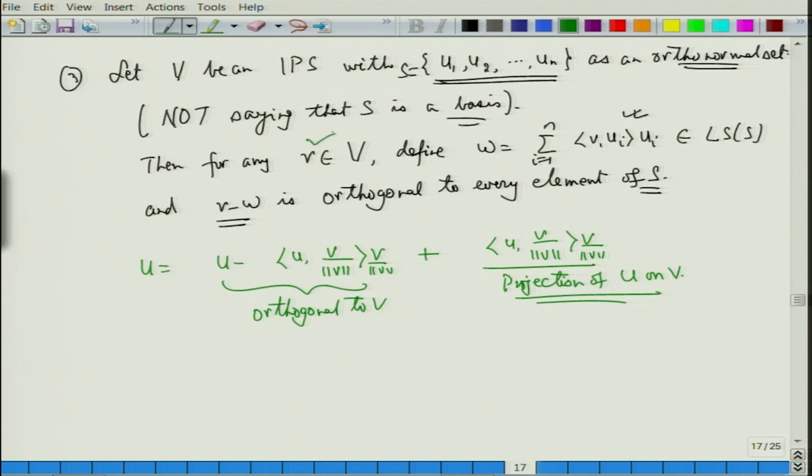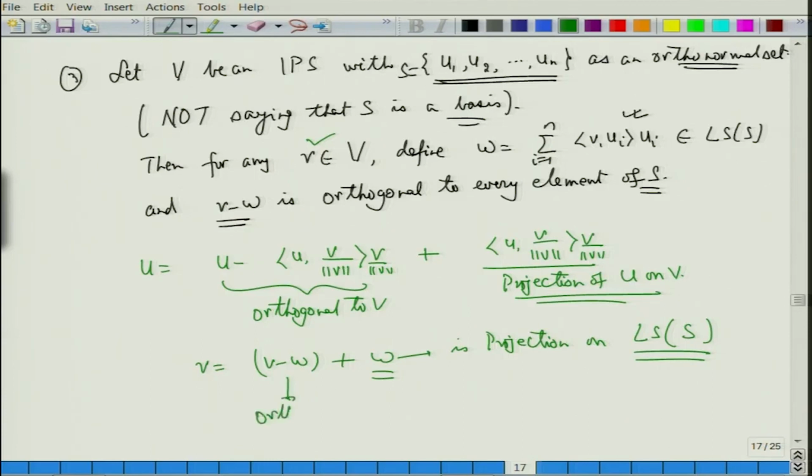We are decomposing V into V minus W plus W. What is W? W is the projection on the linear span of S, and V minus W is orthogonal to the linear span of S. So be careful, understand it very nicely. The proof is very simple, but I want you to understand this. So let's think about what we are doing, just the generalization of what we had.